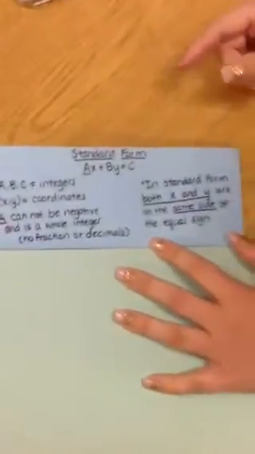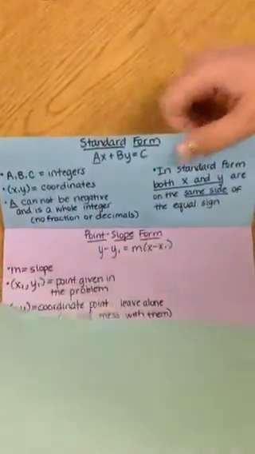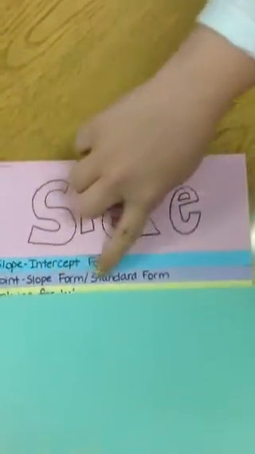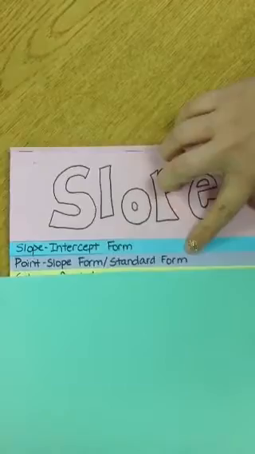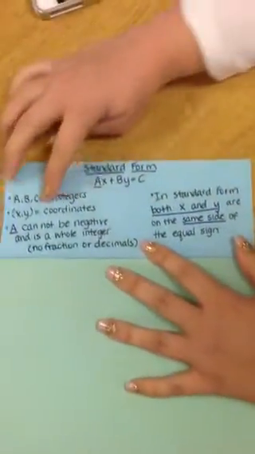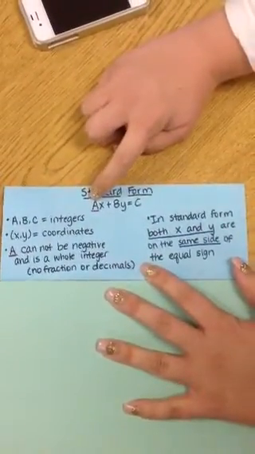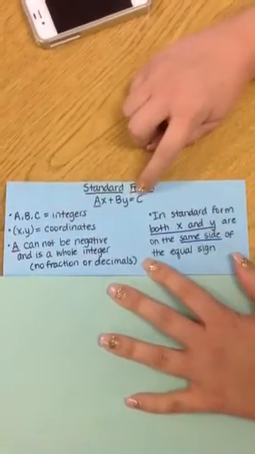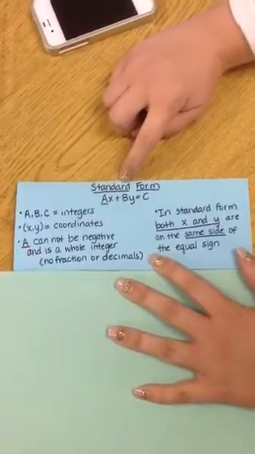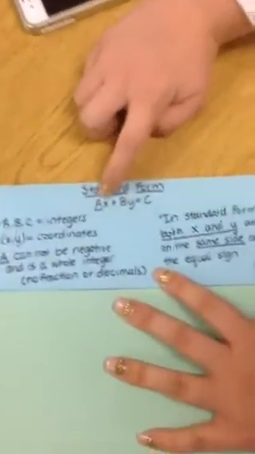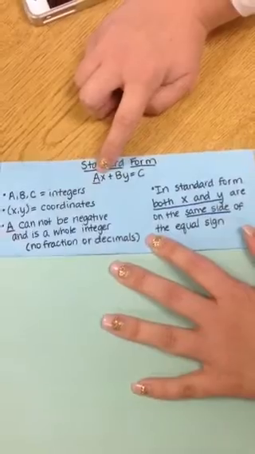Okay, class. First of all, you're copying this down where it says point slope form and standard form in your slope foldable. First thing we want you to copy is standard form. Standard form is when you have ax plus by equals c. The difference from standard form and your slope-intercept form is x and y are now on the same side as your equal sign.